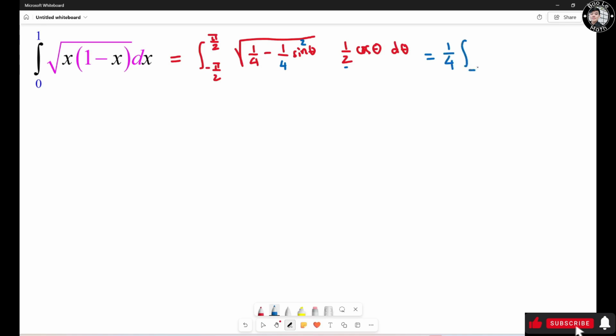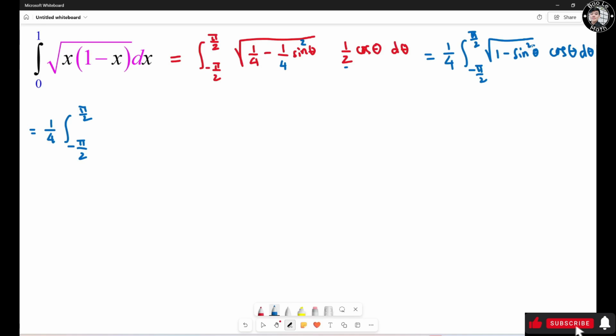The integral from negative pi over 2 to pi over 2 square root of 1 minus sine square theta, right? Times cosine theta d theta, right? Now this guy is the same thing as 1 over 4, the integral from negative pi over 2 to pi over 2. 1 minus sine square theta equals cosine square theta, right?